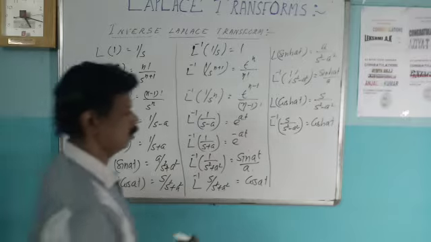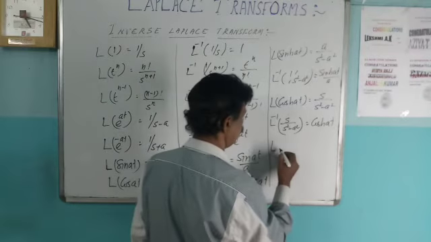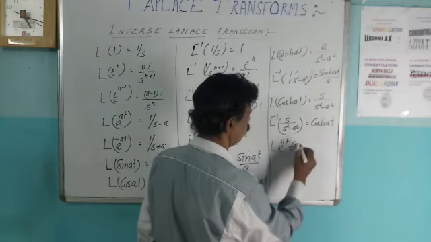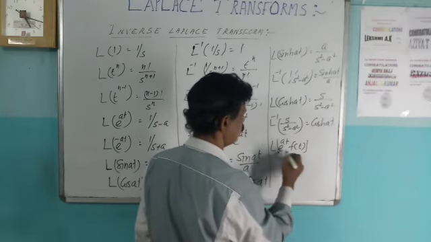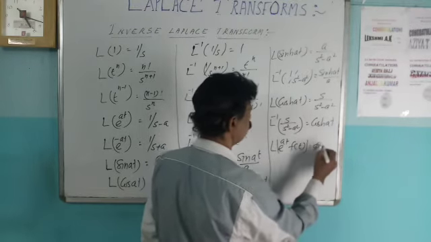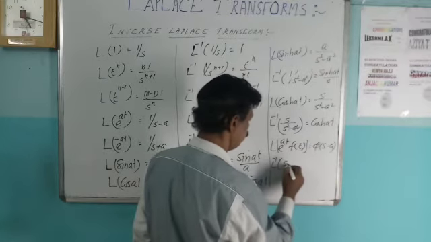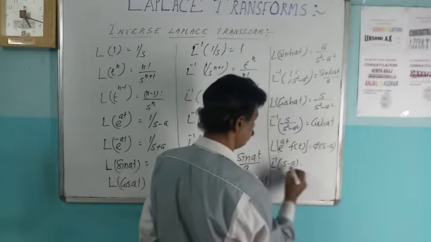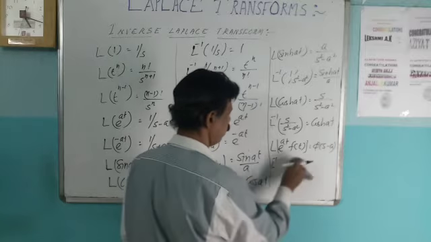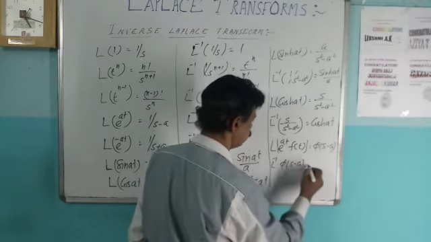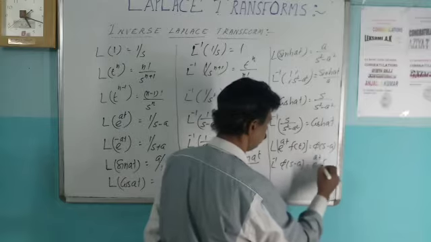Okay. Next, Laplace of e raised to at times f of t is equal to phi of s minus a. Then Laplace inverse of phi of s minus a is equal to e raised to at times f of t.